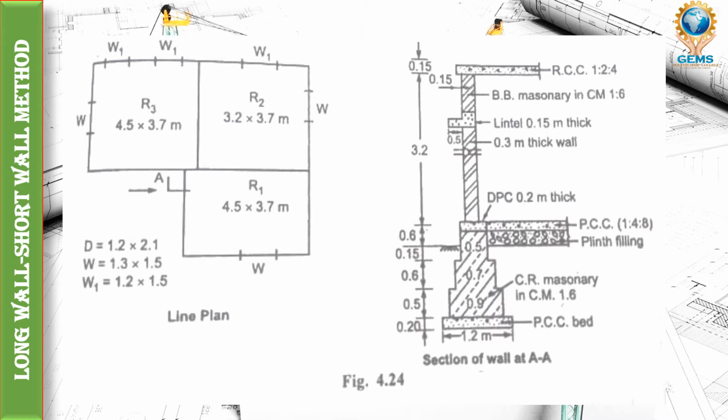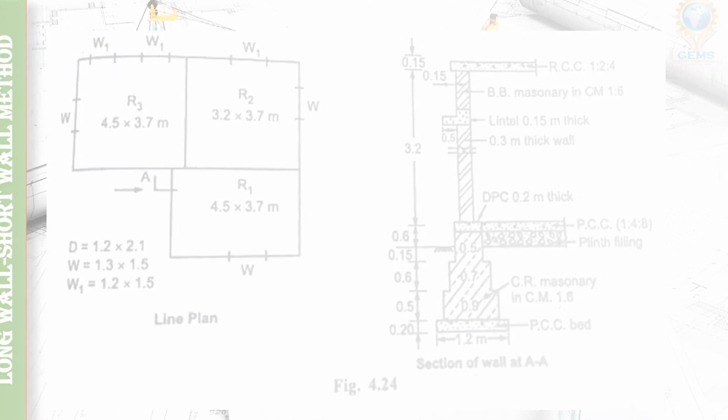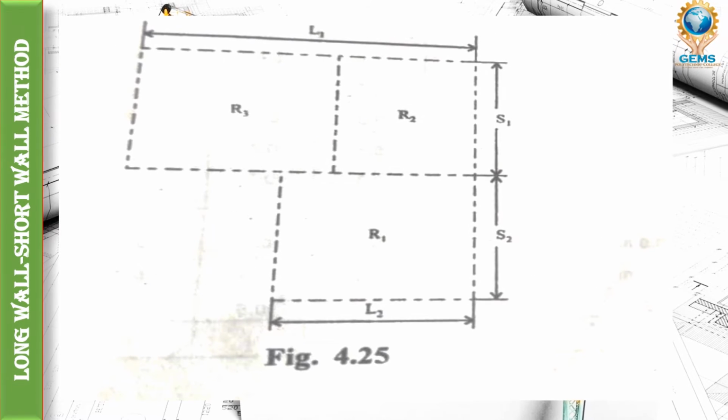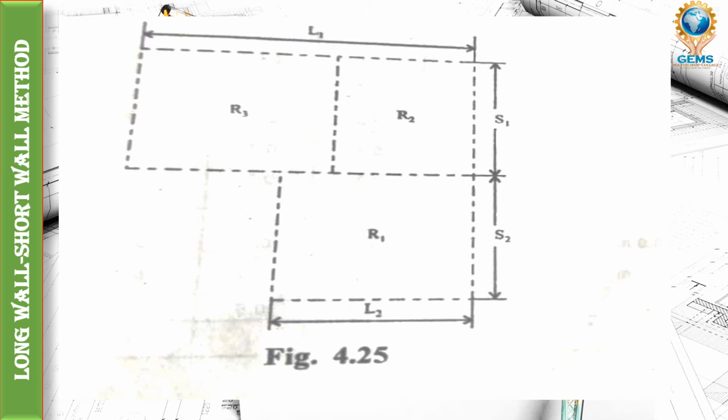So this is the outline diagram. In the upper portion I am taking L1, and in the lower portion L2, with rooms R1, R2, R3. Then I am taking the first portion as S1 and the second portion as S2. The horizontal walls are long walls and the vertical walls are short walls. Based on this, we have L1, L2, S1, S2.